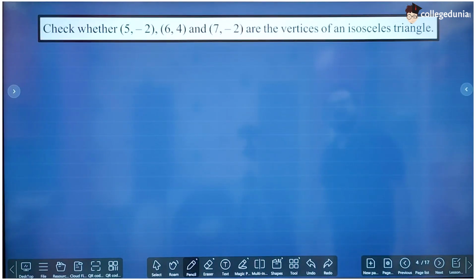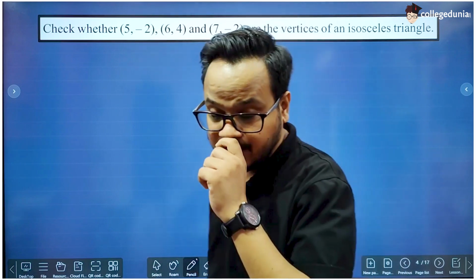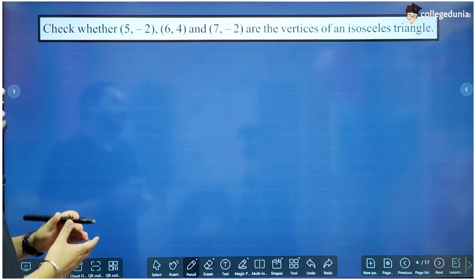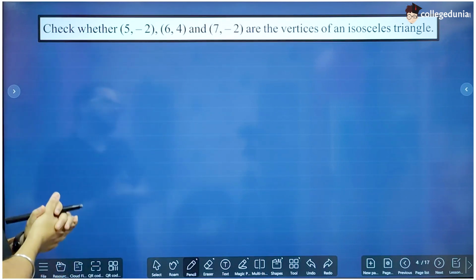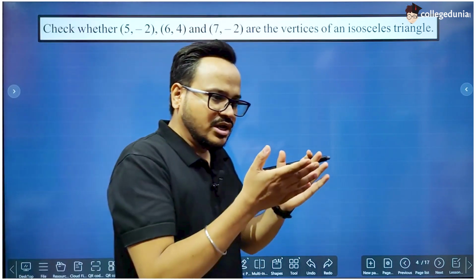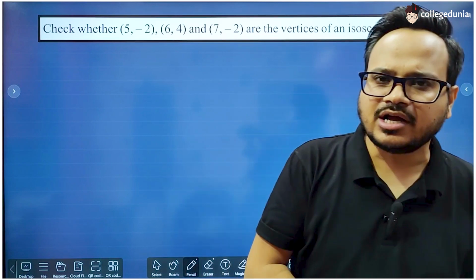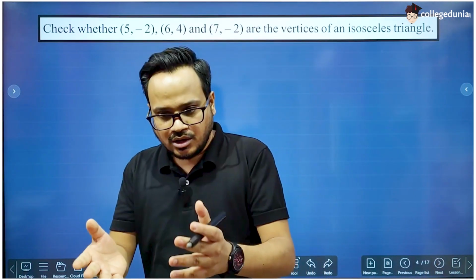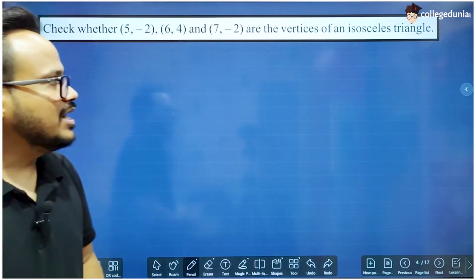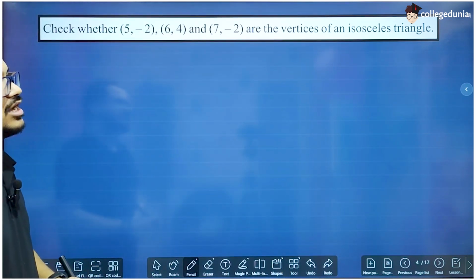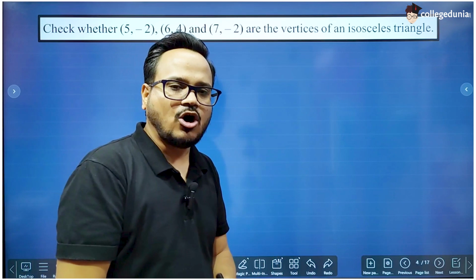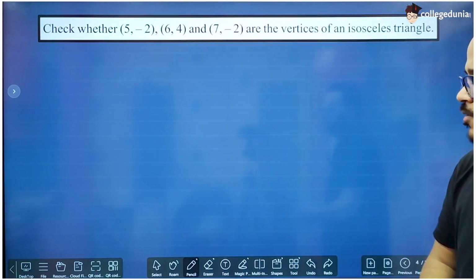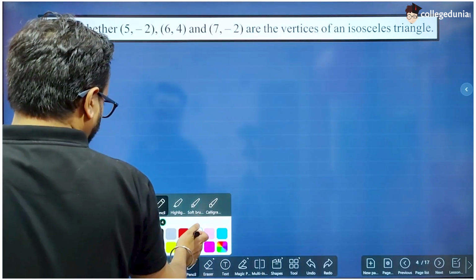Check whether these are the vertices of an isosceles triangle. Now, different types of questions will come in this exercise where we have to check whether the given points are the vertices of an isosceles triangle or equilateral triangle or right angle triangle, or if 4 vertices are given, then it will be asked to check if these are the 4 vertices of a square, of a rectangle, of a parallelogram. So how are we going to check that?